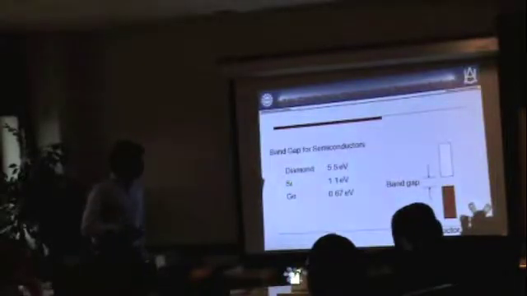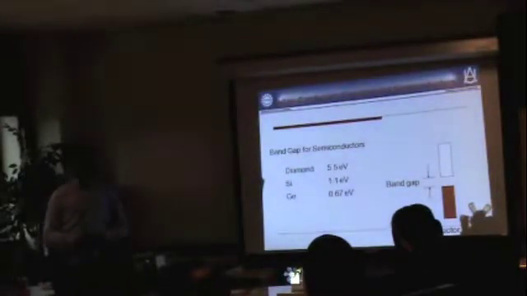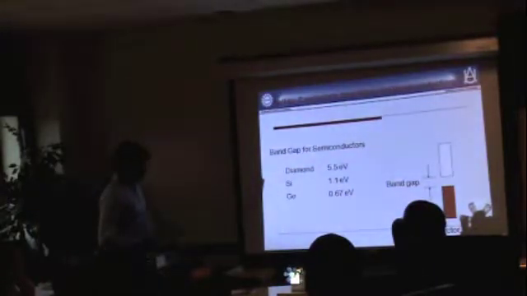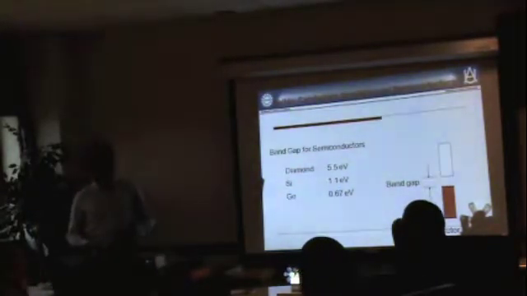To review, silicon's band gap is 1.1 eV, or 1.1 electron volts, and germanium stands at 0.67. Well, I'm going to discuss what we have to deal with that.